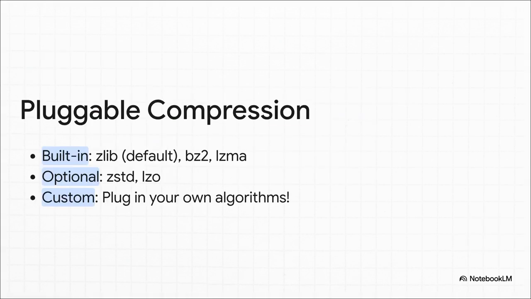Okay, this is where Quez really starts to shine for me. It's not a black box. You have total control over the compression. You can stick with the built-ins, or with just a simple pip install, you can swap in a high-performance backend like Zstandard. And if you have some super specific, unique need, you can literally write your own compression algorithm and plug it right in. How cool is that?